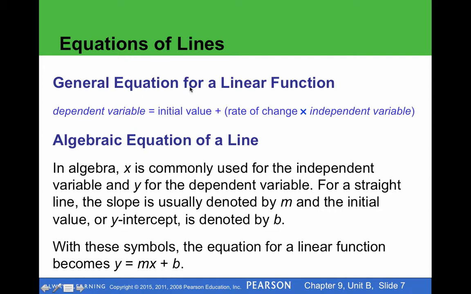The initial value we write first. That's our b, what we start with. Sometimes people call that the y-intercept. And then we have the rate of change, which is our slope, times our independent variable. So we put the initial value, our b, first. The way we write it algebraically is y equals b plus mx.